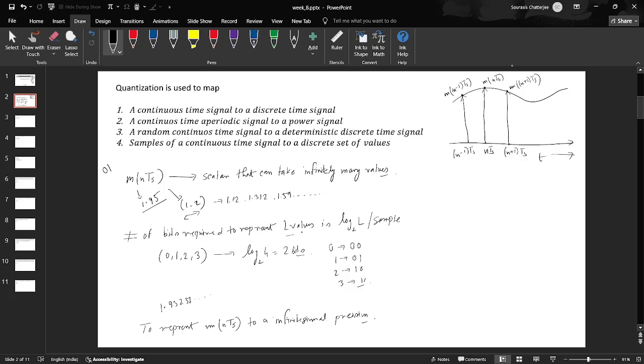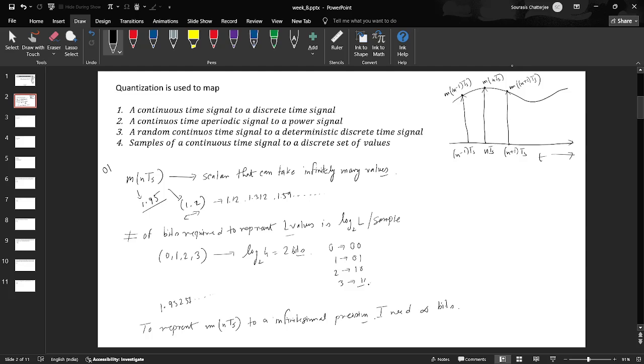And for that, if it can take infinitely many values, how many bits am I going to require? If you replace the L here by infinity, what result do you get? Log of infinity is also infinite. So theoretically, if I plan to store the sample to infinitesimal precision, that is the exact value, I need infinite bits to represent just one sample.